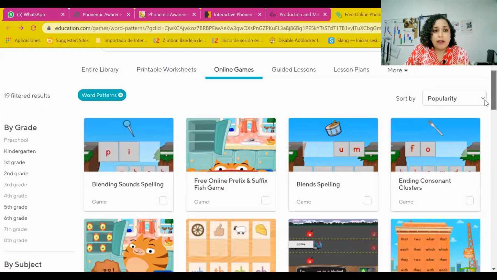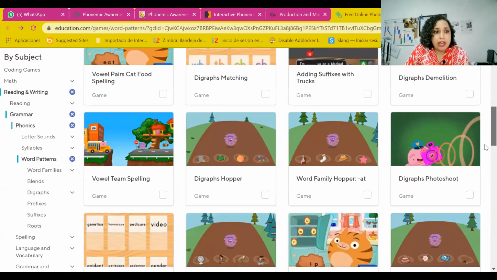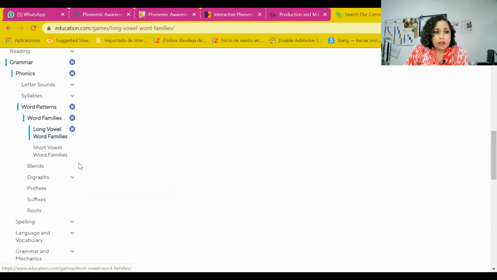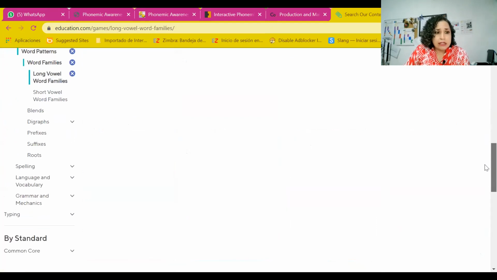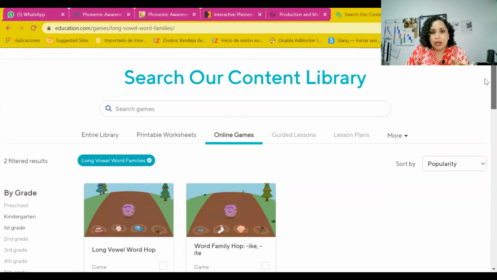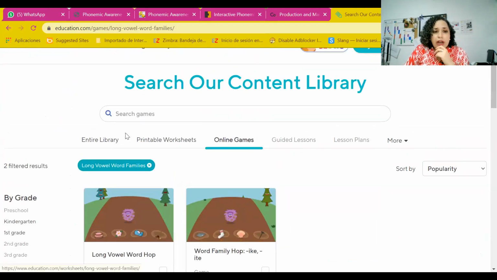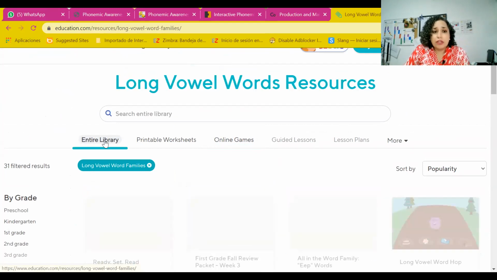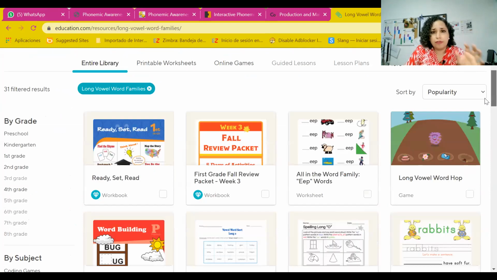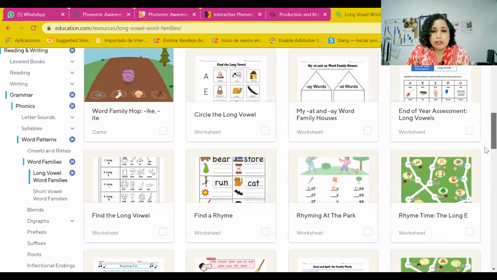Here we only have the games for word patterns, but we can also have them for word families, for blends, and for spelling, and then it's going to show you what you have there. You can also go to a library that they have there, and there are different packages of exercises that you can decide to practice over there.